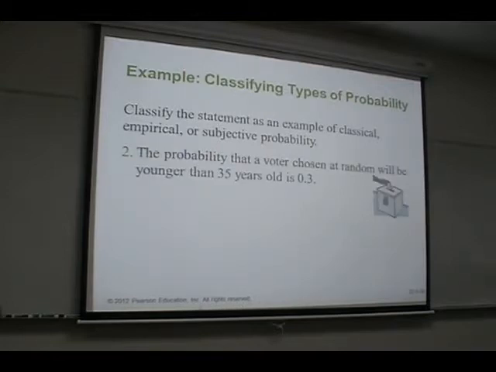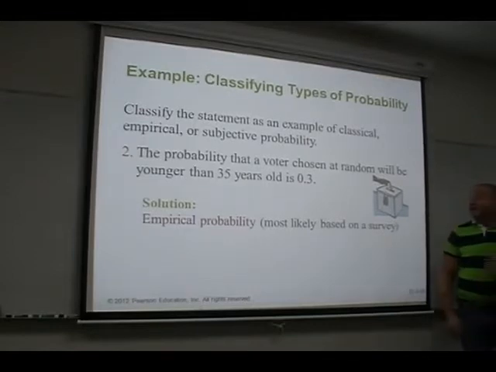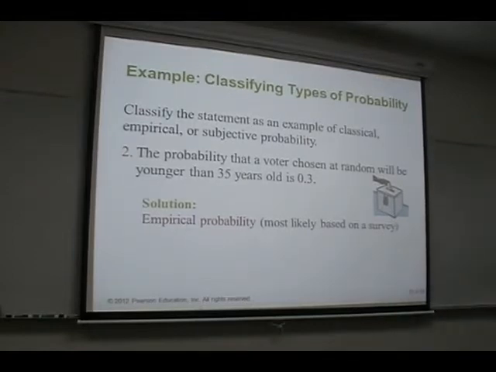If you look at this one, it says the probability that a voter chosen at random will be younger than 35 years old is 0.3. Well, if I'm doing that one, that's going to be empirical, because that's probably based on a survey. In other words, they've already surveyed a whole bunch of other people, kind of like that table of values we looked at a minute ago with the 1,504. It's the same situation here. They would have to estimate it, so it's basically just based on a survey. They would have to base it on something. It's not an educated guess. They actually have a physical number, but they would have to base it on something.